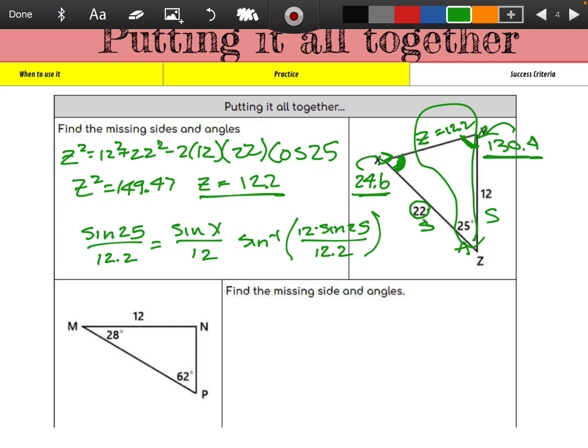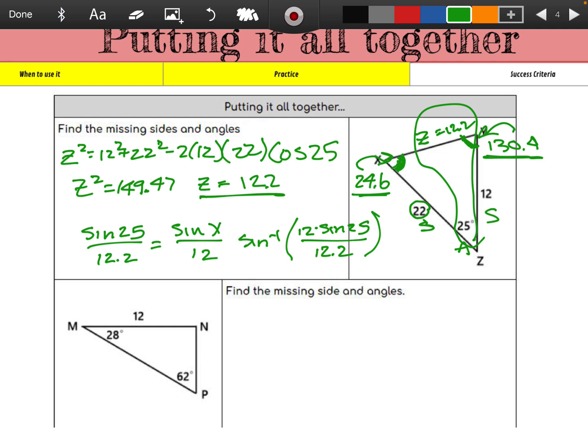All right. Last one here, well, last one for just the triangles. We're going to do a couple of word problems, two word problems, and call it a day. So doing the next one down here, find the missing sides and angles. Remember, are you using trig, law of sines, or law of cosines to start? Try it out. 3, 2, 1, go.